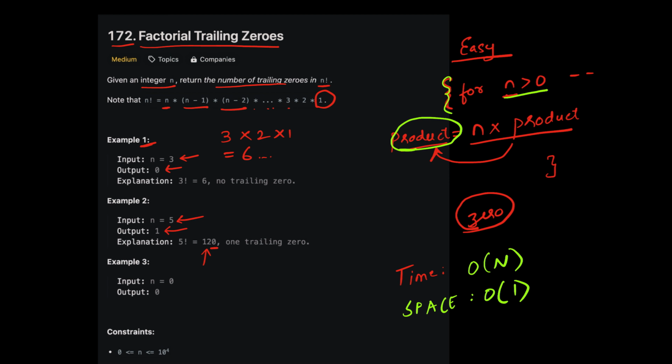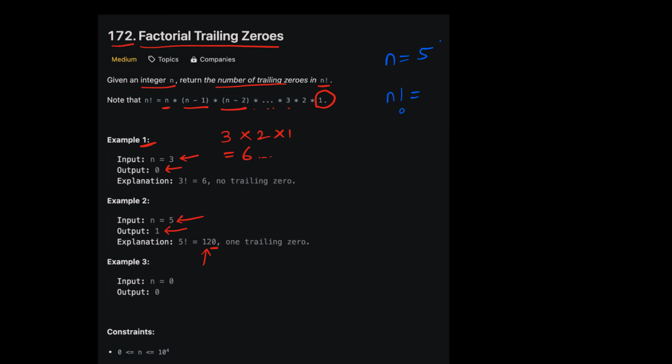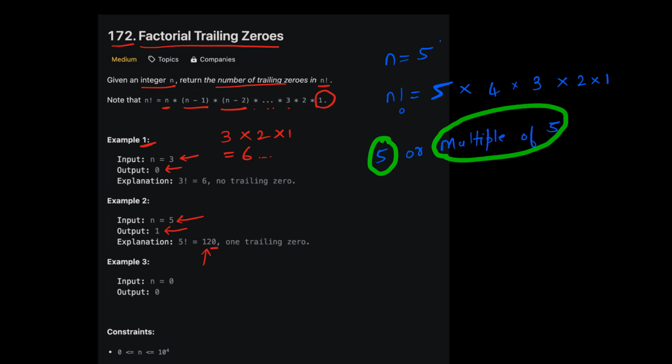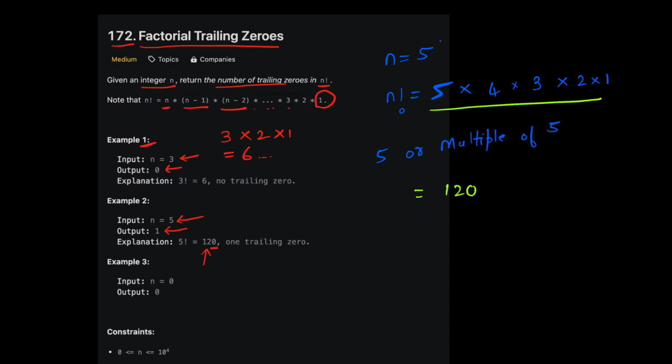Now let's discuss a different approach where we can use some mathematical formula. If we take n equal to 5, the n factorial will be 5 into 4 into 3 into 2 into 1, resulting in a total of 120, which contains one trailing zero. An interesting fact about factorial calculation is that if the numbers have a 5 or a multiple of 5, there will be at least one trailing zero in the output. If you look at the output of 5 factorial, it is 120, which contains one trailing zero. This is because there is one 5 in the calculation that we are doing.